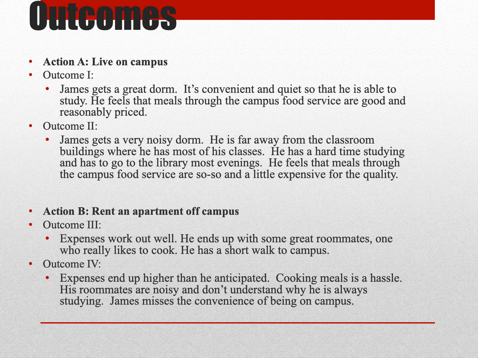Then action B is to rent an apartment off campus. Outcome 3 is expenses work out well. He ends up with some really great roommates, one who really loves to cook, and has a short walk to campus. Outcome 4 is expenses end up higher than he anticipated. Cooking meals is a hassle. His roommates are noisy and don't understand why he's always studying. James misses the convenience of being on campus.